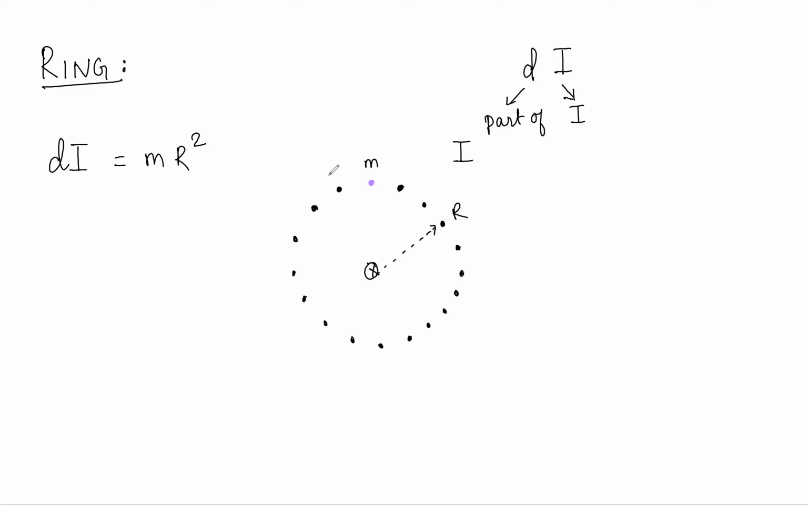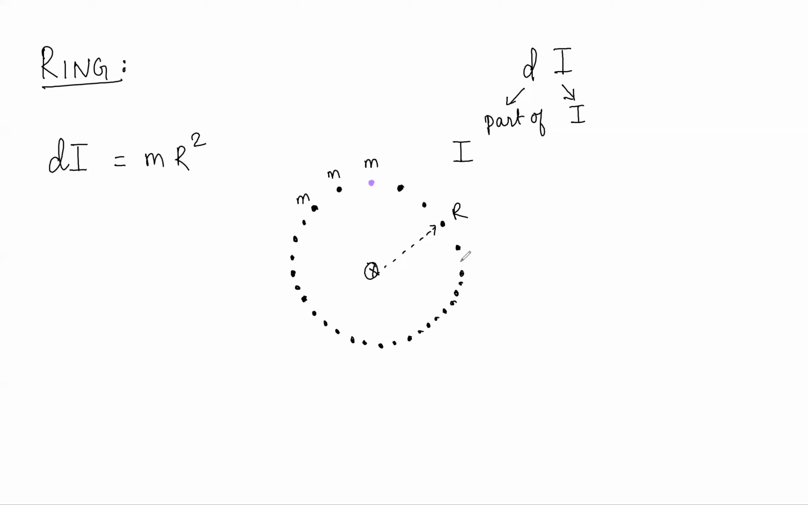Now see this: all of these masses are going to be m because they're each a very small part of the ring. Each of these masses is a small part of the ring. If you want, you can divide the ring further into even smaller parts, so the mass of each part is going to become even less.